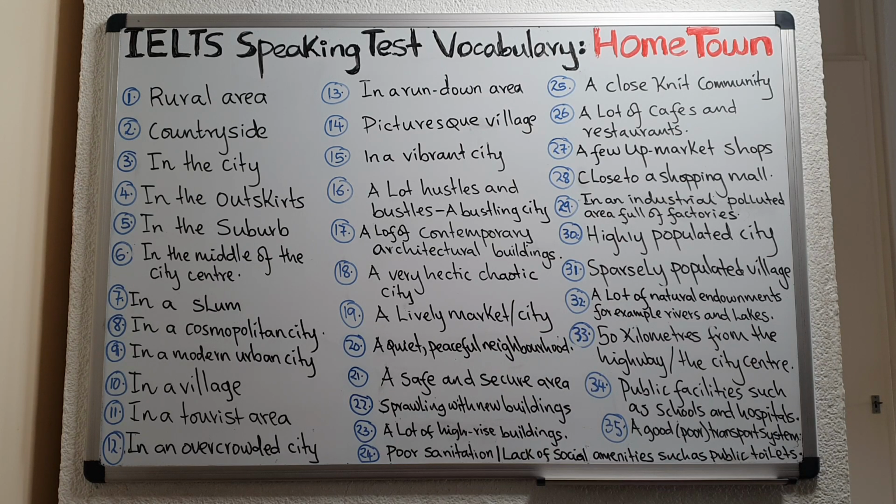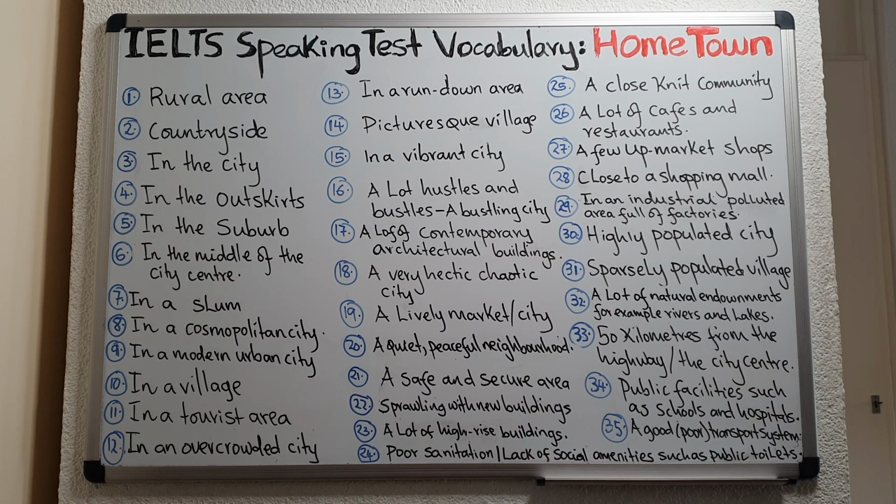Number 22, sprawling with new buildings. I live in an area that is sprawling with new buildings. Now, sprawling with new buildings means that there are very many new buildings that are coming up. You know, when you look around the area where you live, there are a lot of new buildings that are being built. Okay, that is sprawling. Sprawling means that a lot of new buildings are coming up and a lot of new buildings are under construction.